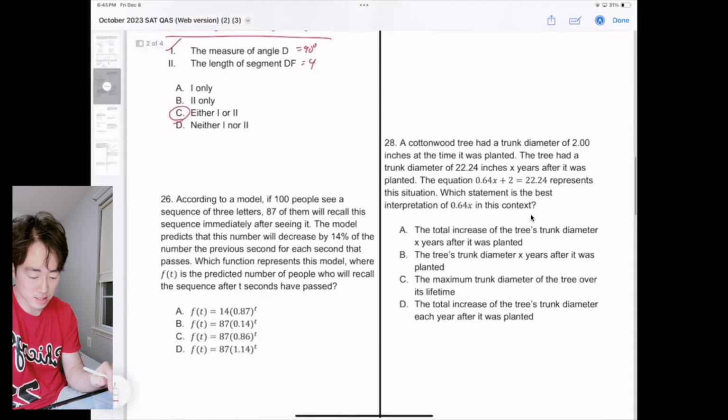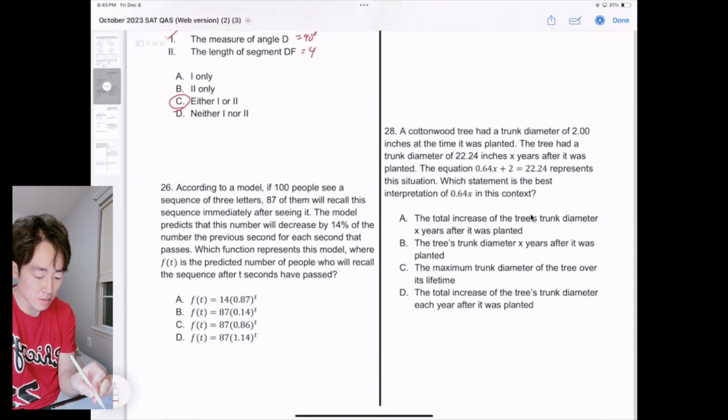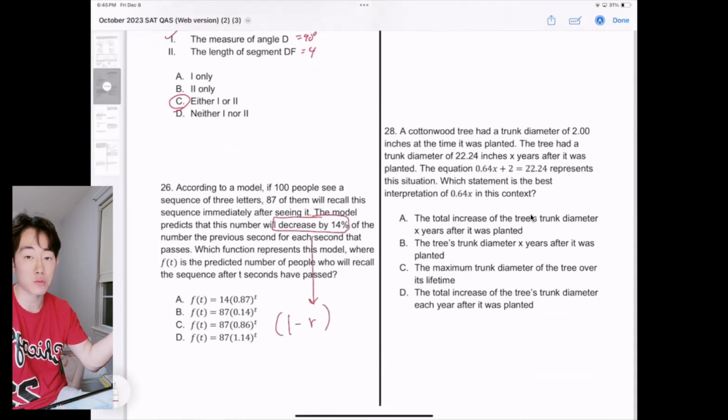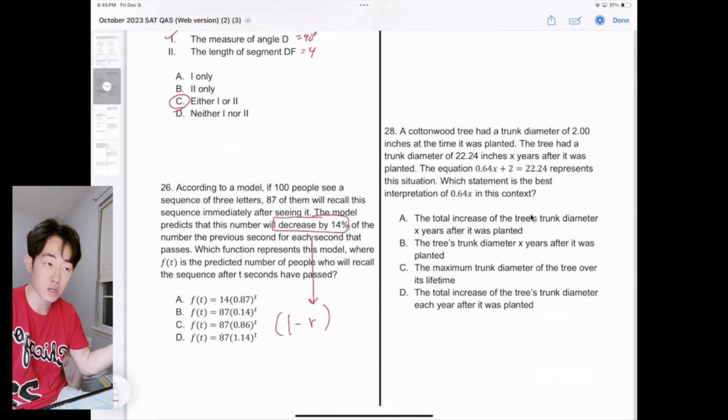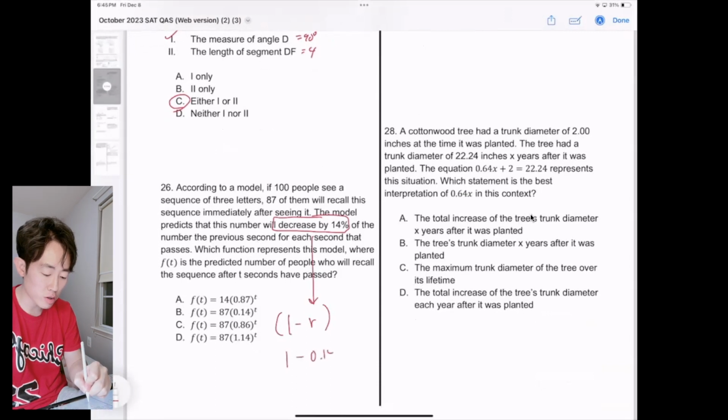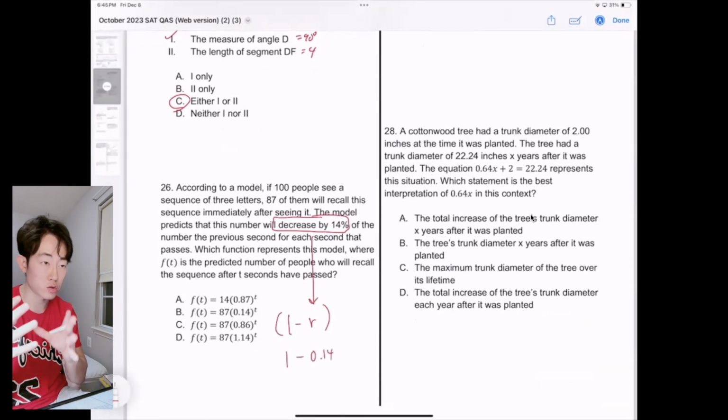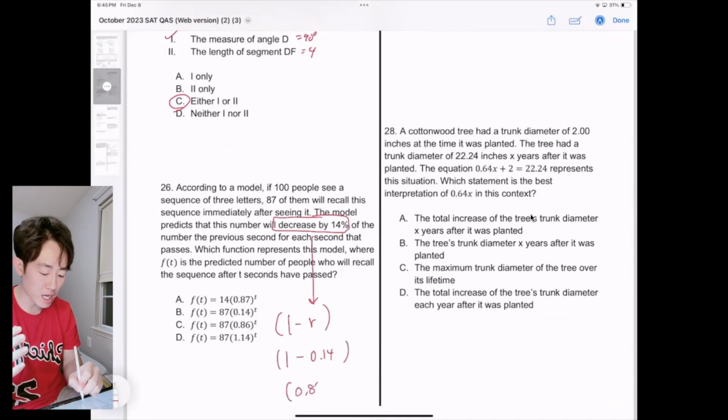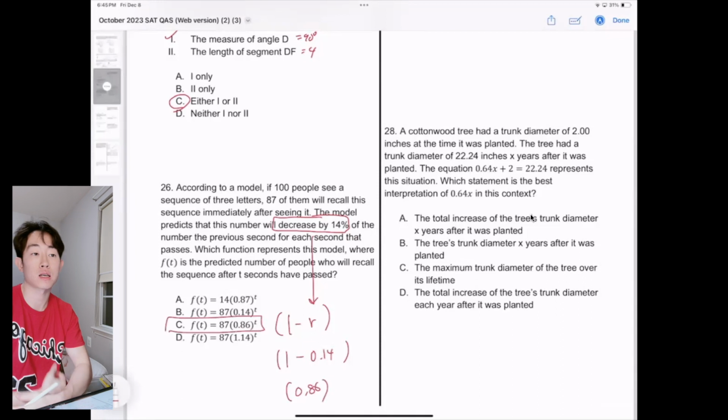Number 26. That this number will decrease by 14%. Oh my goodness. That means it's 1 minus the rate. I already know that from exponential modeling questions. Decreasing by 14% means 1 minus 0.14. You take away from 100 away to 14. So when you do 1 minus 14, you get 0.86. Therefore, the correct answer here should be C. That's the only one that has it.